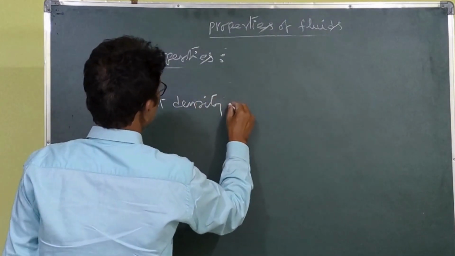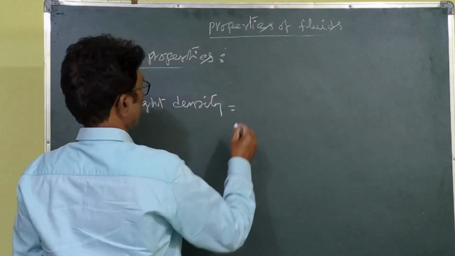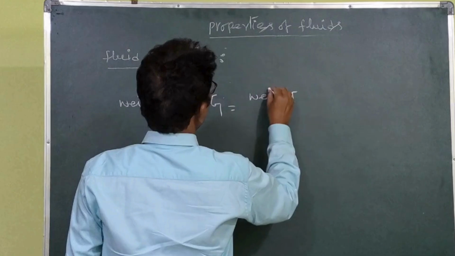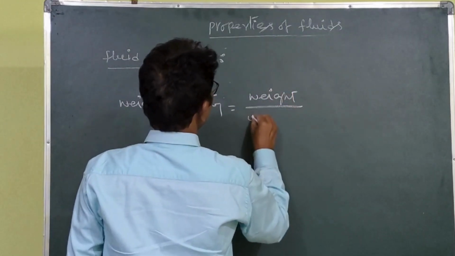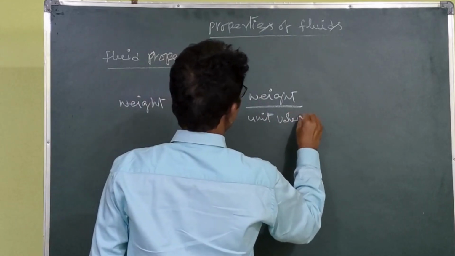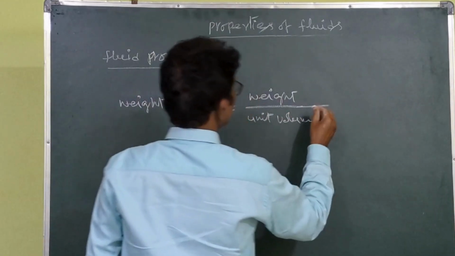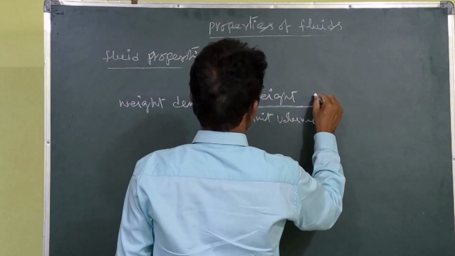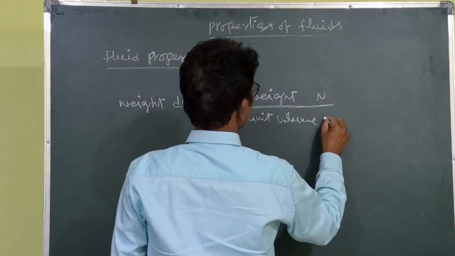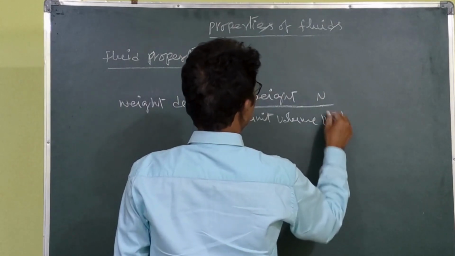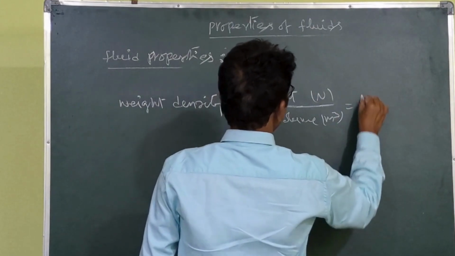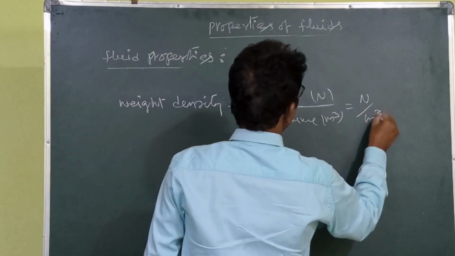Weight density is equal to weight of fluid divided by unit volume. Again, the units: weight is measured in newtons and volume in meter cube. So this is equal to units of Newton per meter cube.